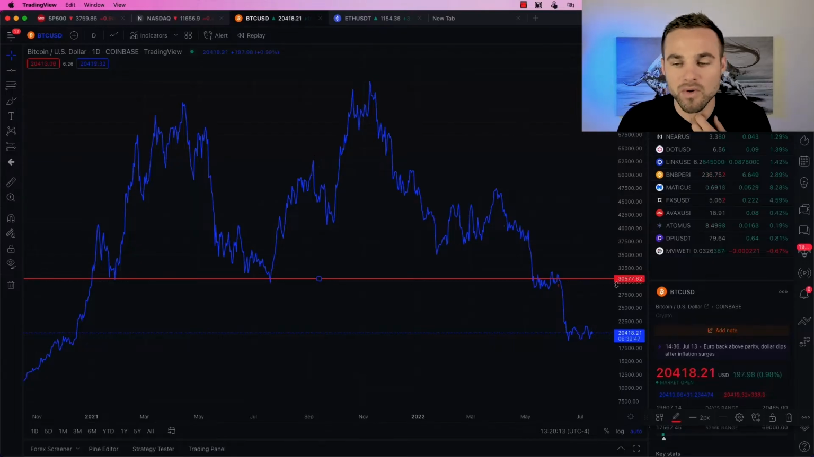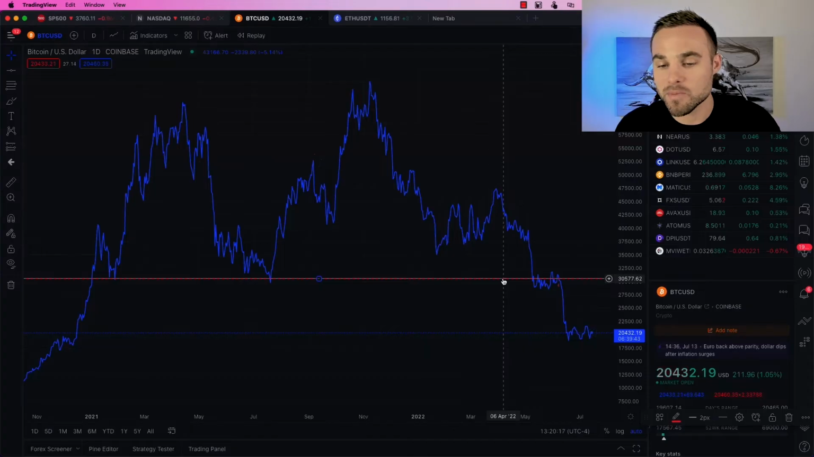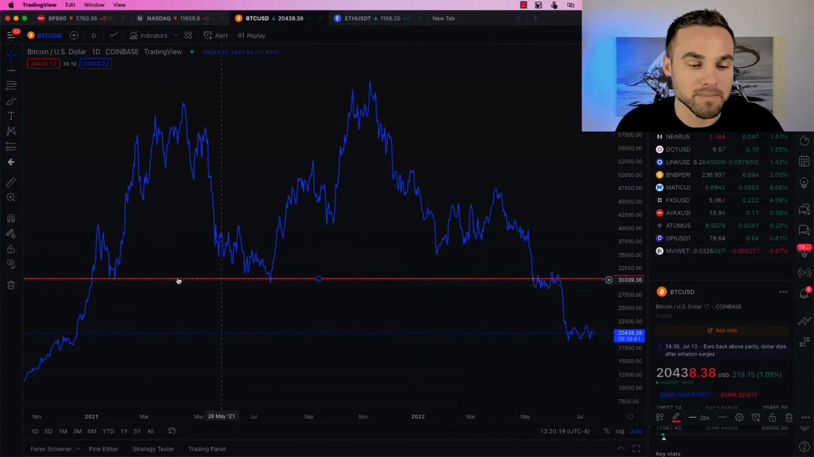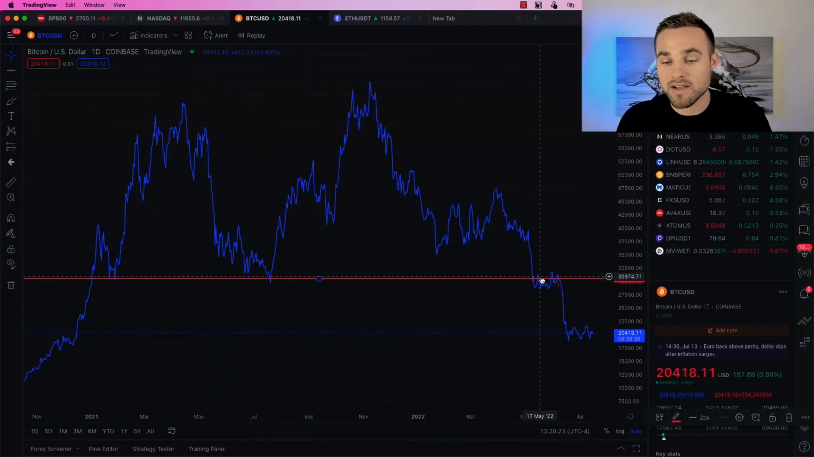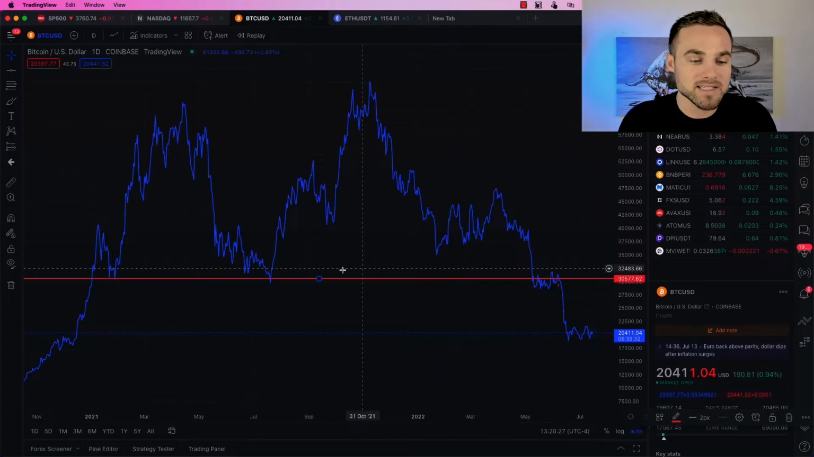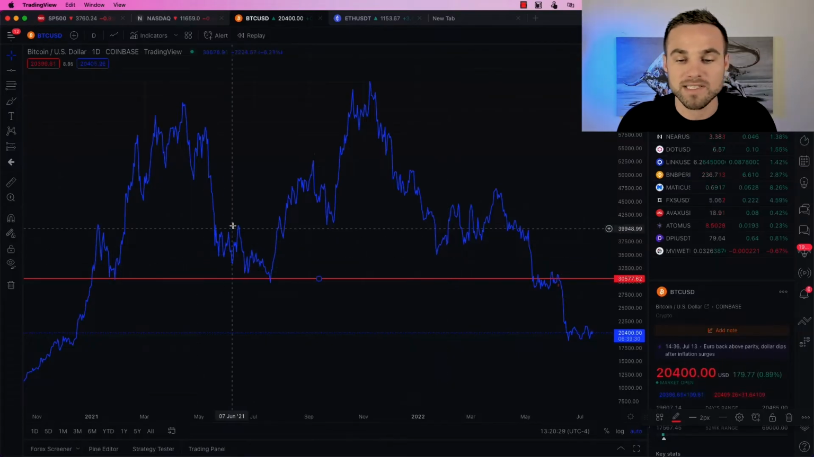And generally you'll notice that round numbers happen to be key support and resistance levels a lot of the time. So you can see that we bounce off 30,000, we bounce off 30,000, we bounce off 30,000, and then we really bounce off 30,000 quite a bit of time. And this is how you want to draw support and resistance lines.